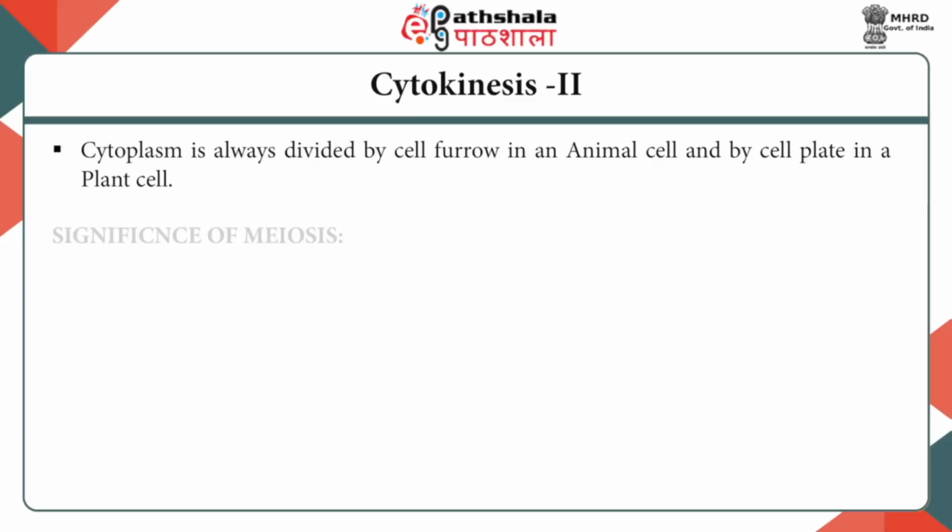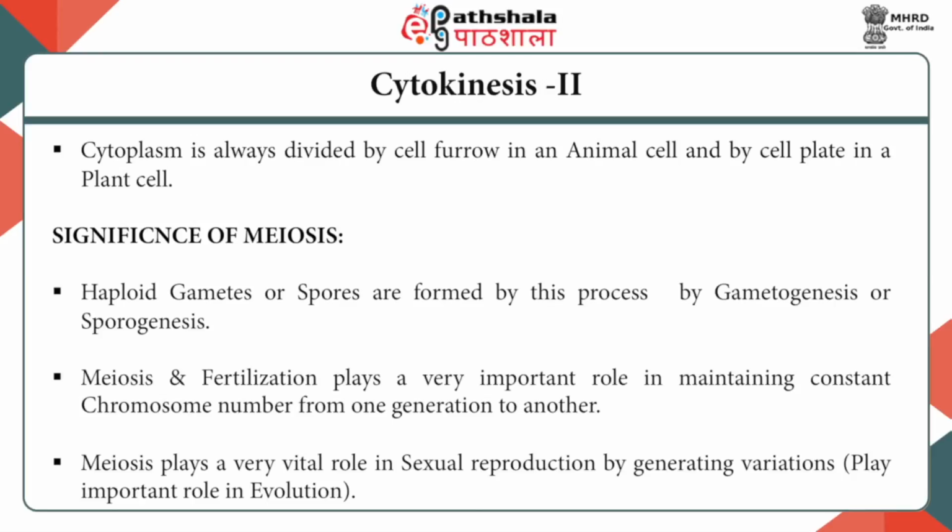Now, let's focus on the significance of meiosis. It is a very significant process involved in the formation of haploid gametes or spores by the process of gametogenesis or sporogenesis. These two processes play an important role in maintaining a constant chromosome number from one generation to another. It generates variation, which is important for evolution.